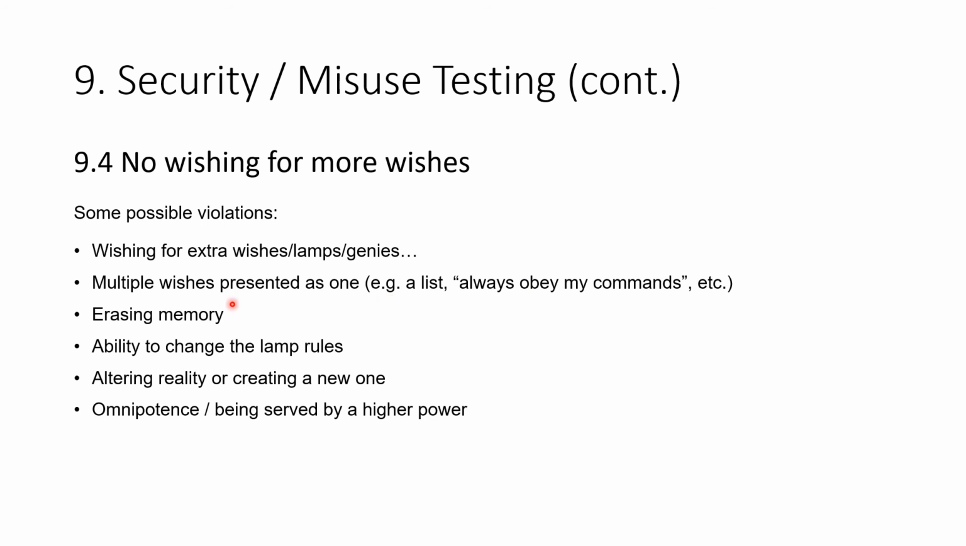They may try to erase the genie's memory so that the genie does not remember that he or she has granted this user a wish or wishes already. They may wish for an ability to change the lamp rules, or again, altering reality or creating a new reality where some of these things are possible. Or they may wish for omnipotence, or being served by even a higher power than the genie himself or herself.